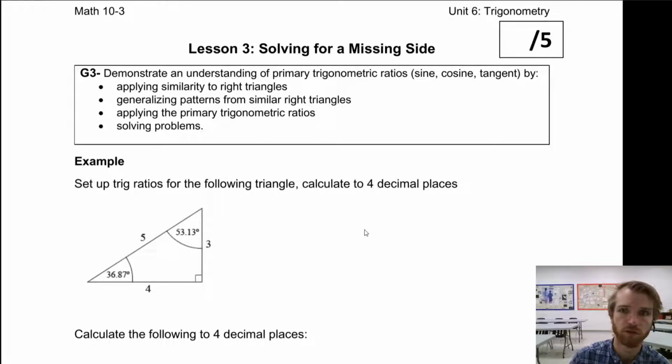Okay, so this is lesson 3 in our trig unit, and we're going to start by reviewing what we did in the last lesson, and then this lesson is about actually making that meaningful, like why the last lesson didn't seem to have a whole lot of point. This lesson, we actually use that to do something, to actually solve some problems.